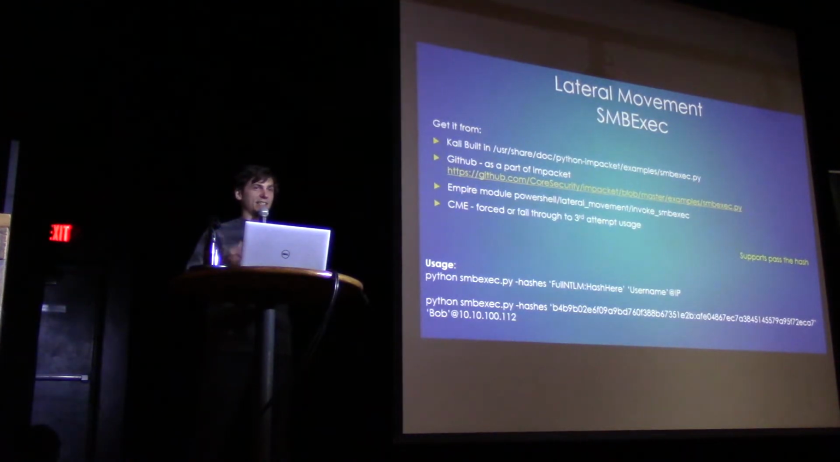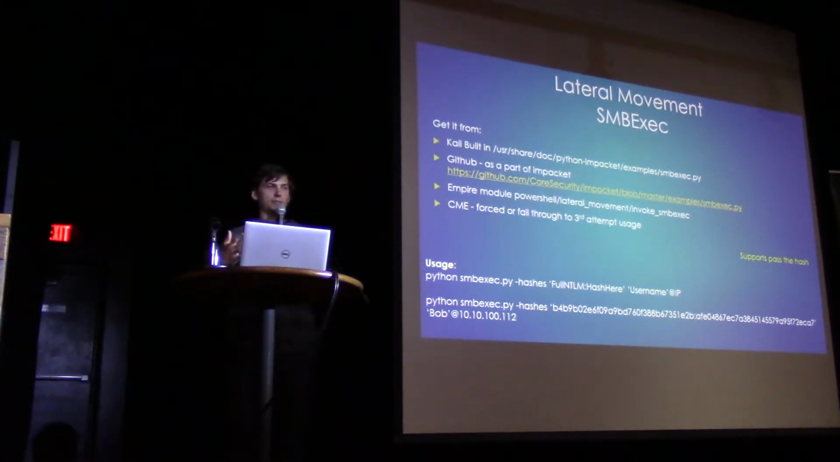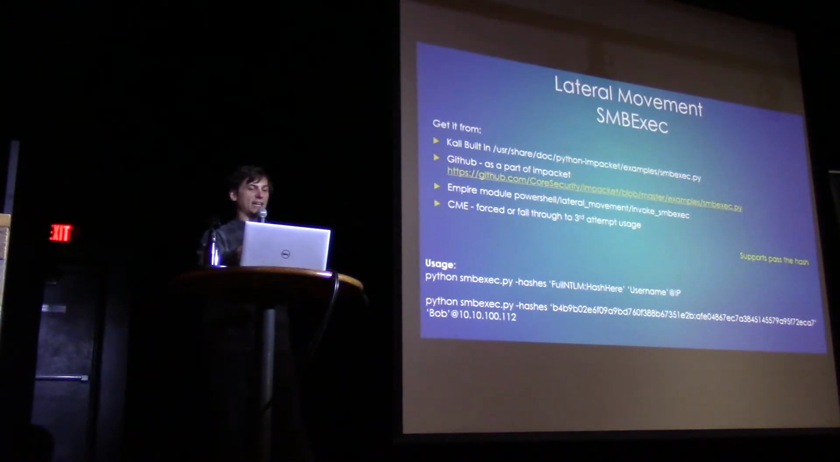SMB exec uses named pipes to do the same kind of thing. It's almost exactly the same everywhere else, except it just talks differently. Another Kali built-in, part of Impacket, with Empire modules. It's CME's last ditch effort of trying something. The nice thing about using SMB pipes to talk on the network is that a lot of Windows services also use those, so you can blend in with the rest of the traffic. It also supports pass the hash, it's simple to run, and you just run these off any machine basically if you have some credentials, and it'll fire off for you.